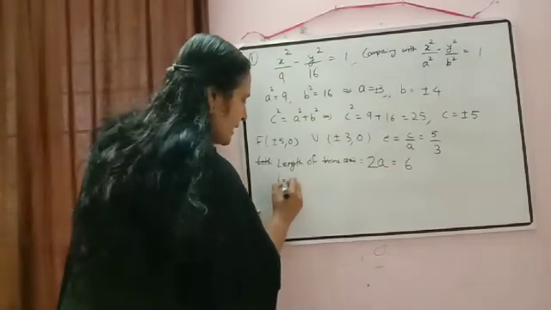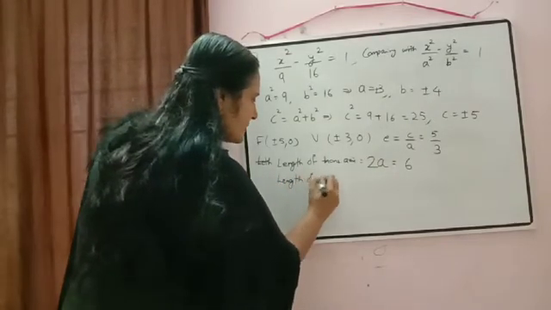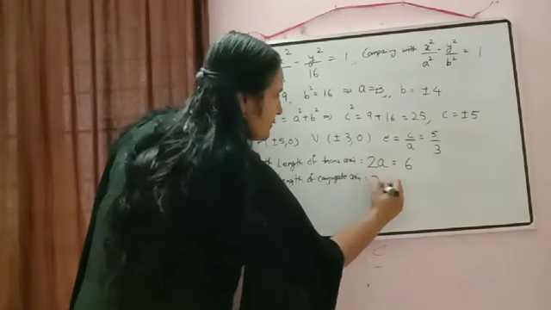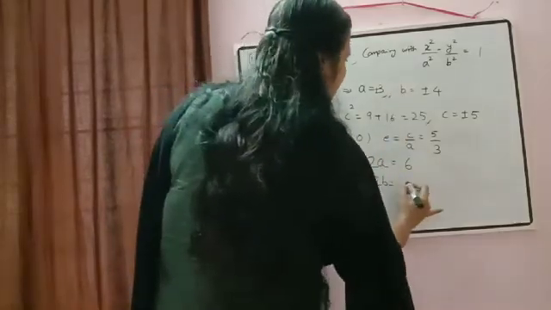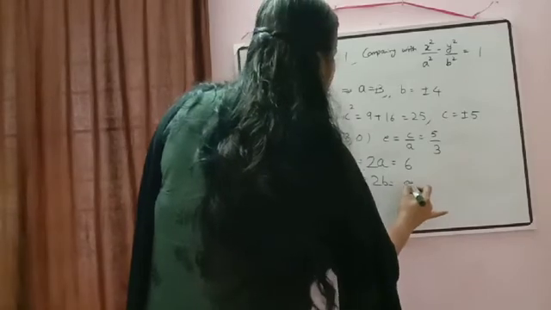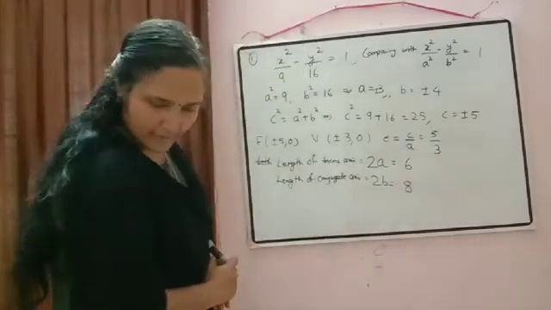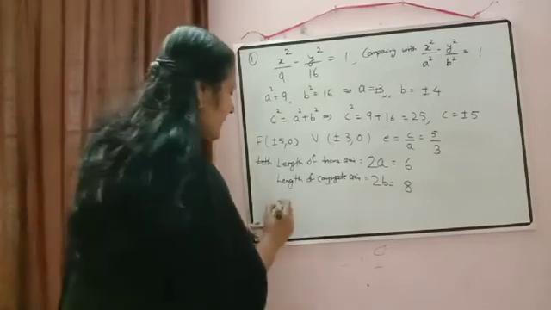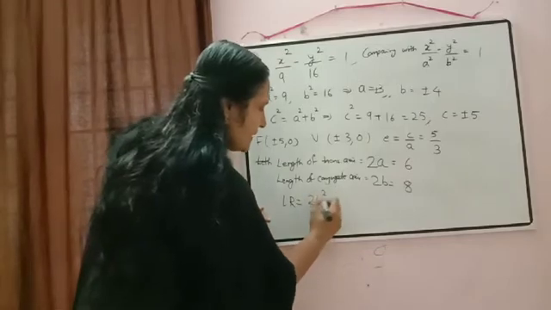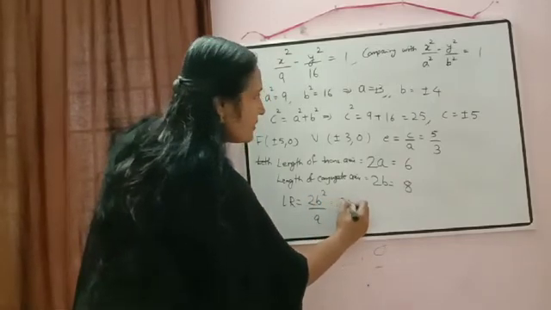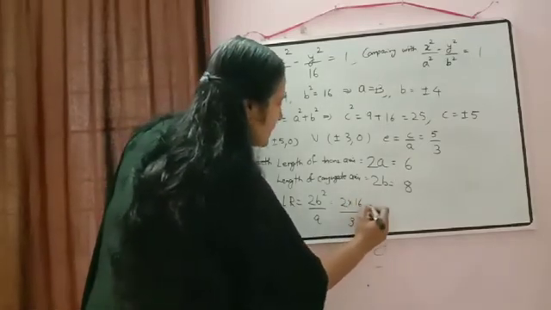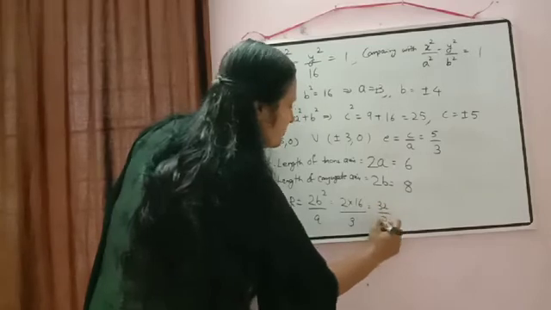Then next one is length of conjugate axis. Length of conjugate axis is equal to 2b. And what is the value of b here? 4. So we will get 2 into 4, which is equal to 8. Okay. Then next, latus rectum. Length of latus rectum is equal to, the formula is 2b square by a. Just substitute the values. 2 into, what is b square? 16, by a is equal to 3. So it will be equal to 32 by 3.